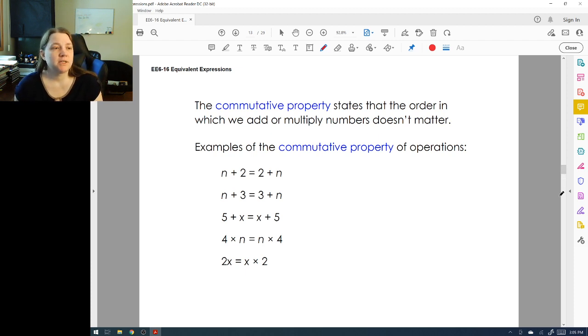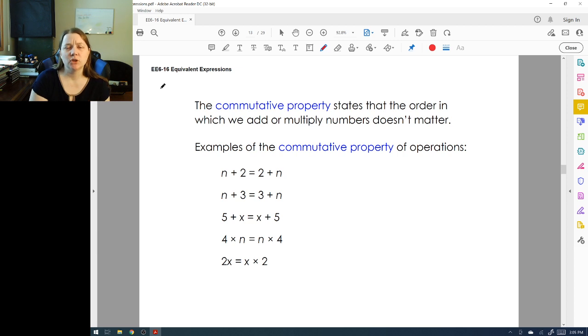The commutative property states that the order in which we add or multiply numbers doesn't matter, as long as we are just adding or just multiplying. So, examples of this would be n plus 2 is the same thing as saying 2 plus n. N plus 3 is the same thing as saying 3 plus n. 5 plus x is the same thing as saying x plus 5. 4 times n is the same thing as saying n times 4. And 2x is the same thing as saying x times 2.